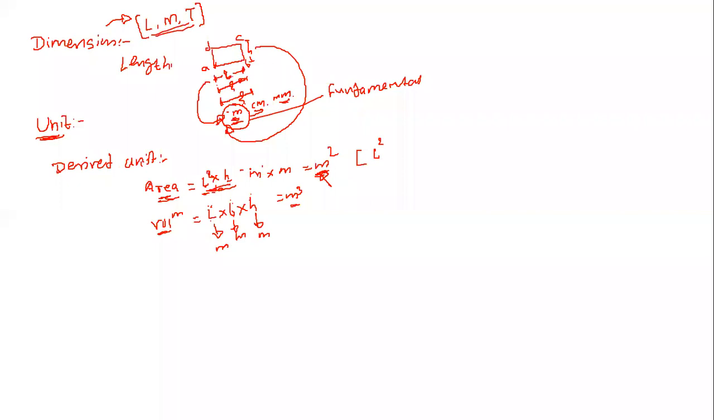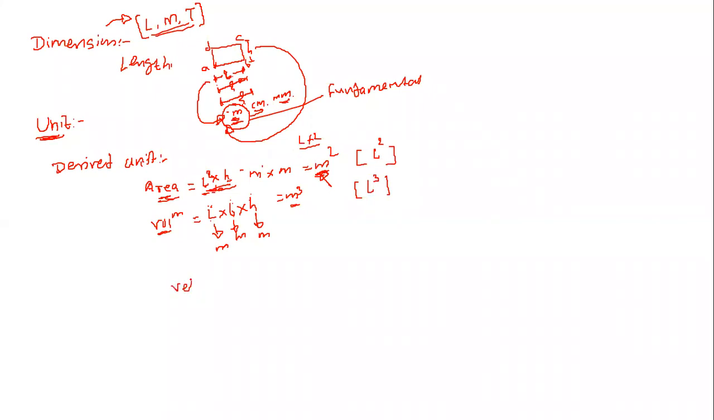How come I'm writing L square here? Because the unit of the area is a square meter, and the square meter is composed of the unit of length and height, marked here AB as a length and BC as a height. But we can consider BC as also a length parameter, CD as another length parameter, and DA also as another length parameter. It means that we can represent it as L into L, that is L square. Here mass is not involved, time is not involved, so we can write the dimension of the area as L square. Similarly, for the volume, the dimensional form will be L cube.